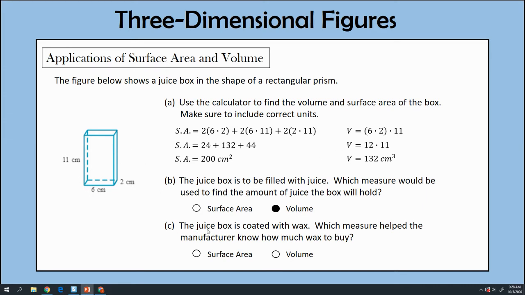The second question is we're going to coat this box with wax, make it so it doesn't leak. Which measure would help the manufacturer know how much wax to buy? Well, if you're going to coat the outside surfaces, then you're talking surface area, obviously. So this 200 centimeters squared is the one that would be most helpful to the manufacturer. Okay.